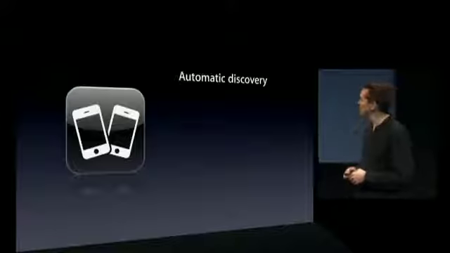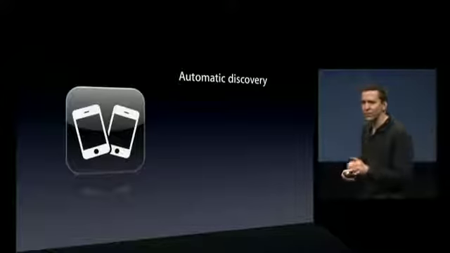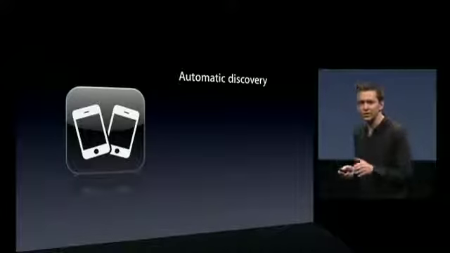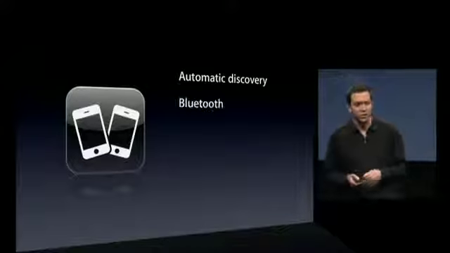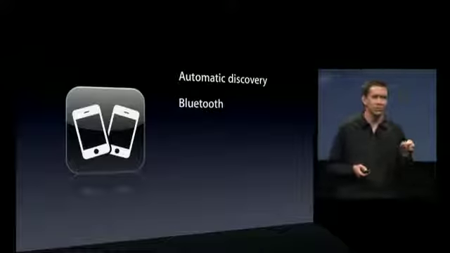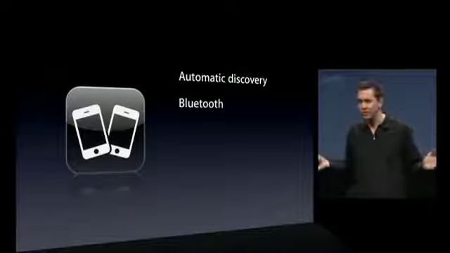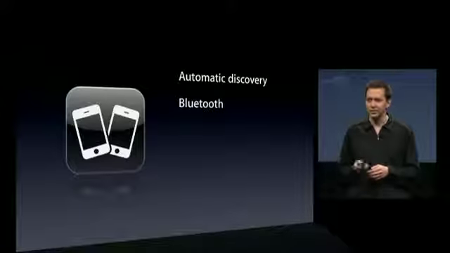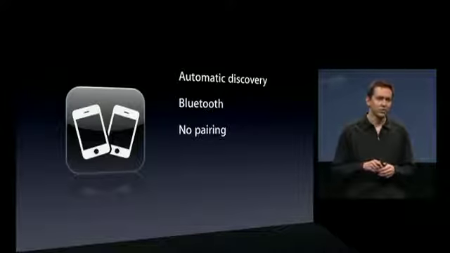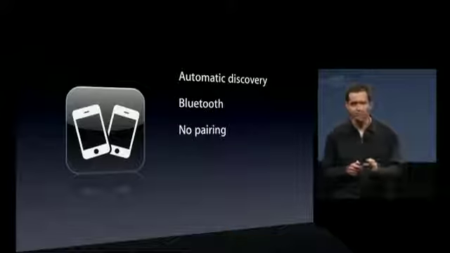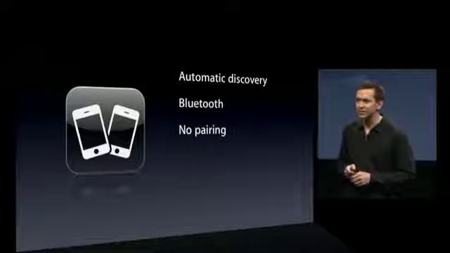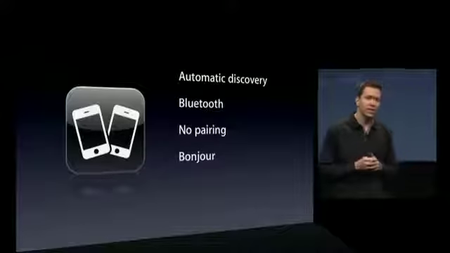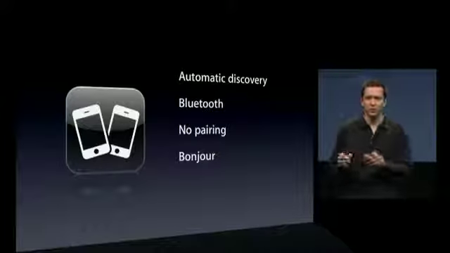So, peer-to-peer connectivity. What we provide here is automatic discovery. We'll automatically discover other applications that are running around you in your proximity. We do it all wirelessly over Bluetooth. So you don't need to join a Wi-Fi network. There doesn't need to be a Wi-Fi network. It's all done wirelessly. In addition, there's no pairing. This is all completely seamless, both for the developer and for the end user. We use Bonjour as the technology to discover what applications are running and who wants to play.